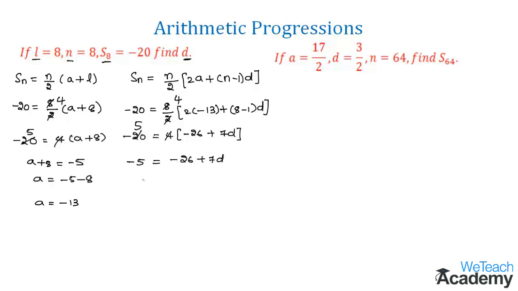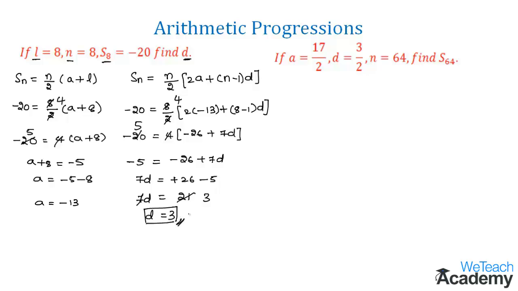Now let us transfer minus 26 to the other side. So we get here 7d is equal to 26 minus 5. So this would come as 7d is equal to 26 minus 5, which is here 21. Now by simplifying we get 7 1 time is 7 and 7 3 times is 21. So therefore we get the value of d as 3.